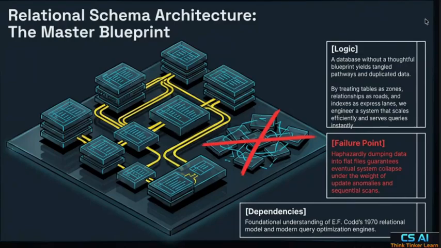Today, we are moving into domain 3 of our System Design Essential series, the data layer. Specifically, we are breaking down relational schema architecture, the master blueprint. The series is designed to give you a solid mental model of complex system design topics at a very high level.